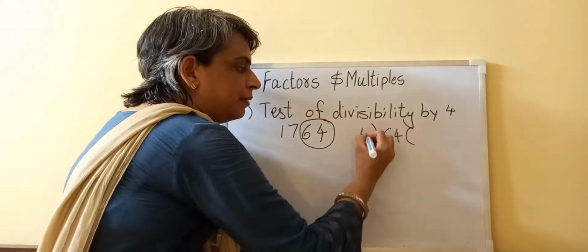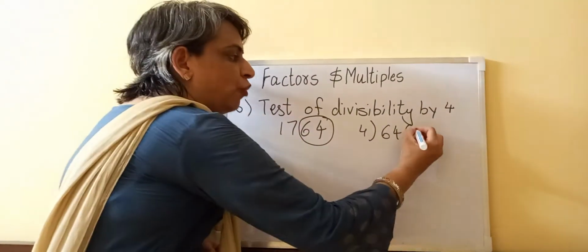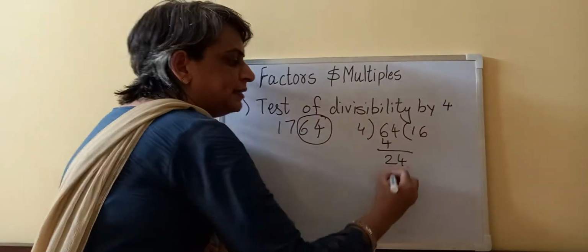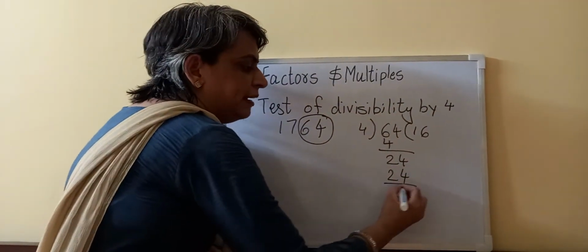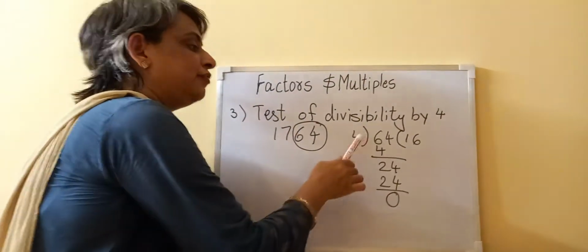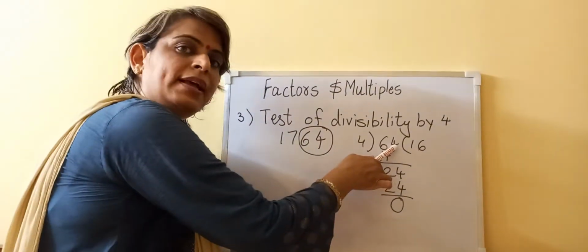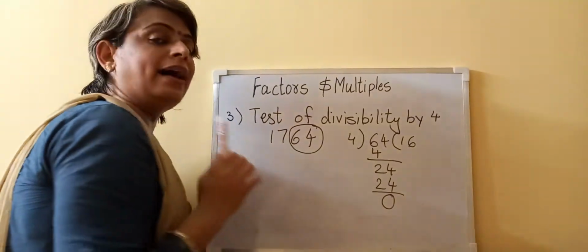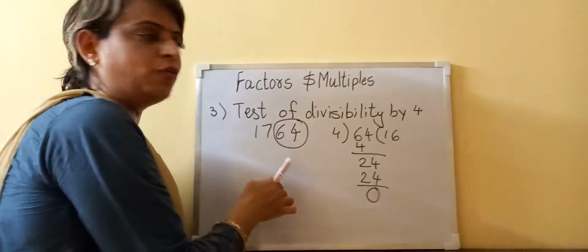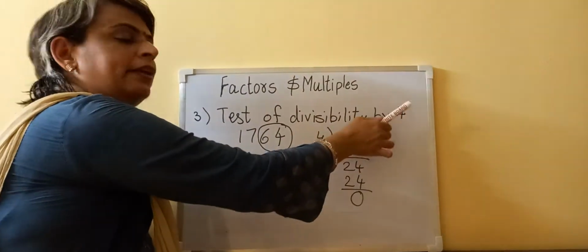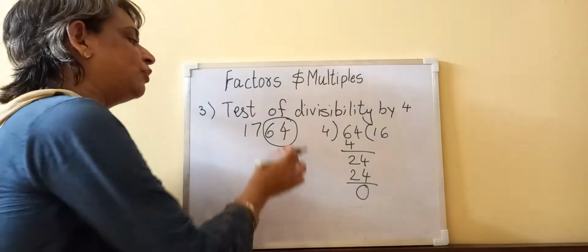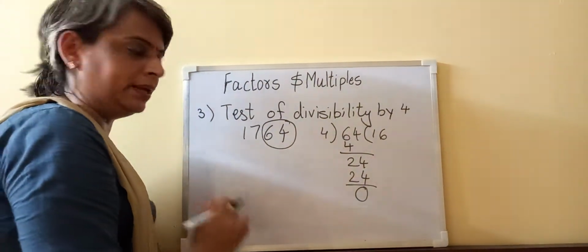Divide this number by 4. 4 ones are 4, 4 sixes are 24. The remainder is 0. So what does this mean? This means that 4 is a factor of 64, and it also means that 1764 is divisible by 4. So for 4, you are going to check only the last 2 digits.